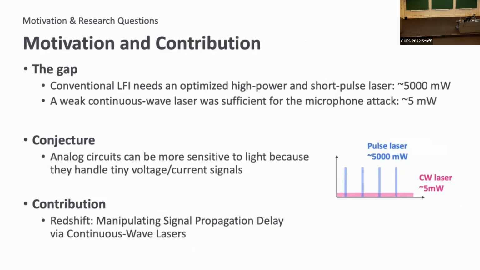There's an important gap between the two cases. On the one hand, conventional laser photoinjection needs an optimized high-power and short-pulse laser. On the other hand, a weak continuous wave laser was sufficient for the audio injection attack. We conjecture that analog circuits can be more sensitive to light because they handle tiny voltage and current signals.